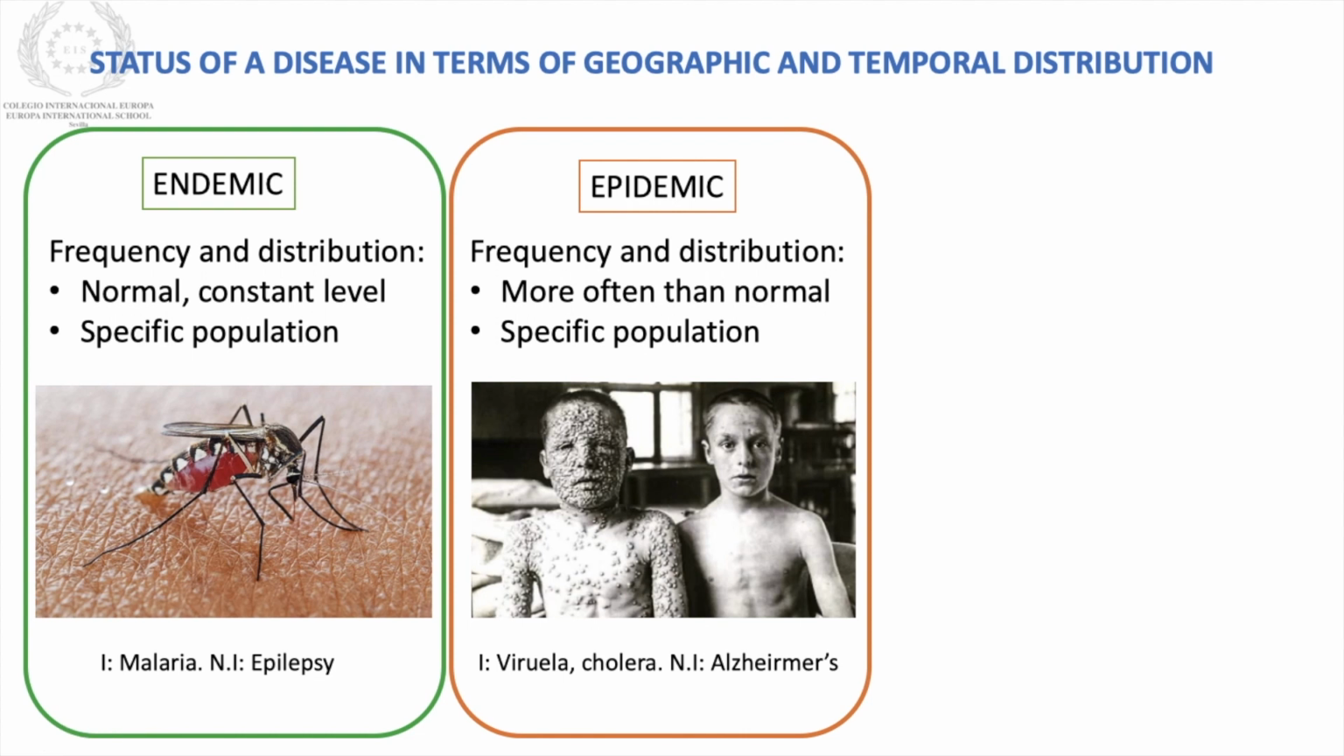Then we have the epidemic. What is the difference with endemic? That it is more often than normal, okay? The frequency of this disease is higher than endemic ones. Again, we have the distribution in a specific population, and we can talk about varicella, as you see in this picture, or cholera, and as a non-infectious disease, we can talk about Alzheimer's, okay?